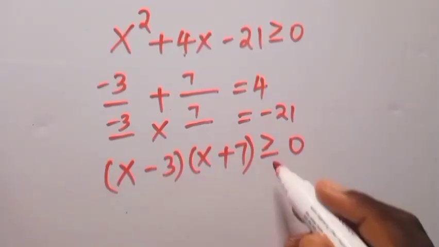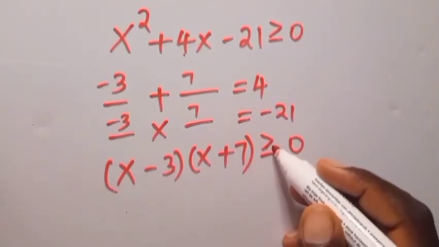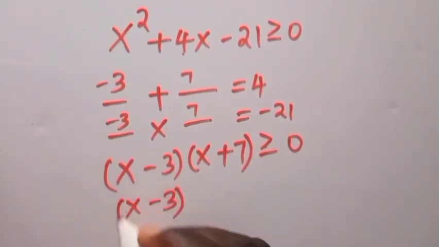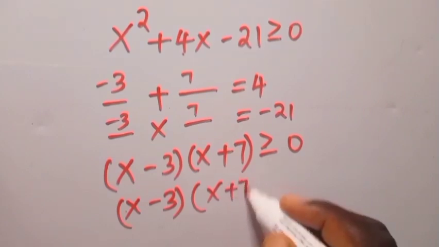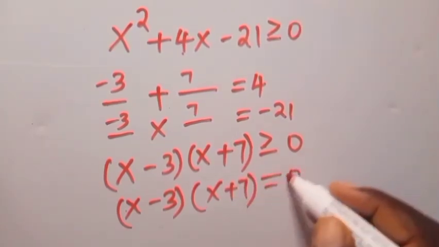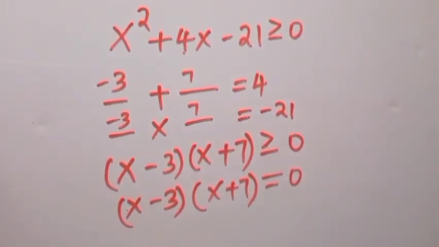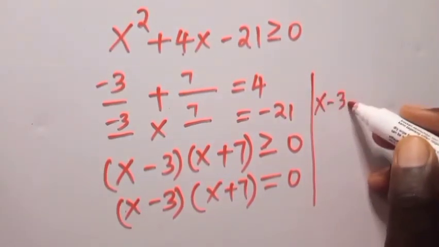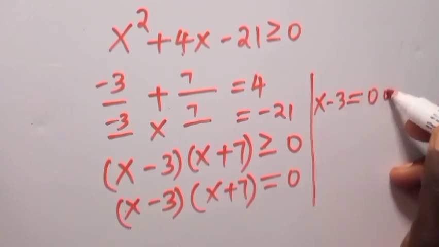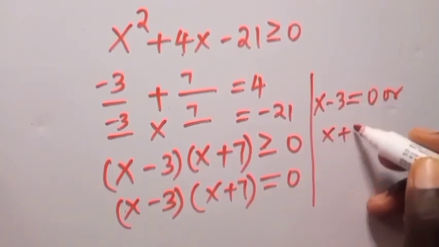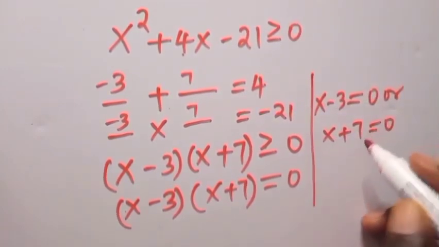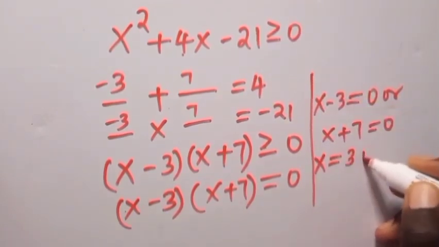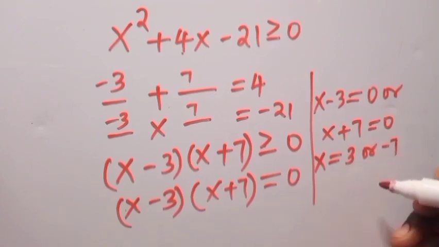Now, in this case, we can ignore this inequality sign, and therefore (x - 3)(x + 7) will be equal to 0. And in this case, we shall have x - 3 = 0 or x + 7 = 0. Now in this case, x will be 3 or -7.